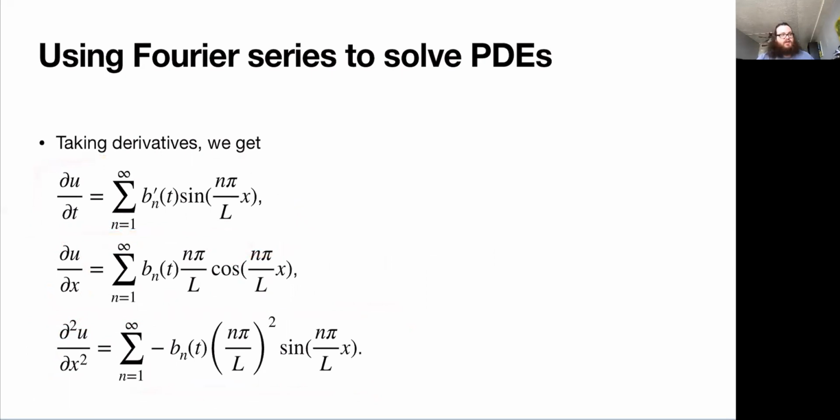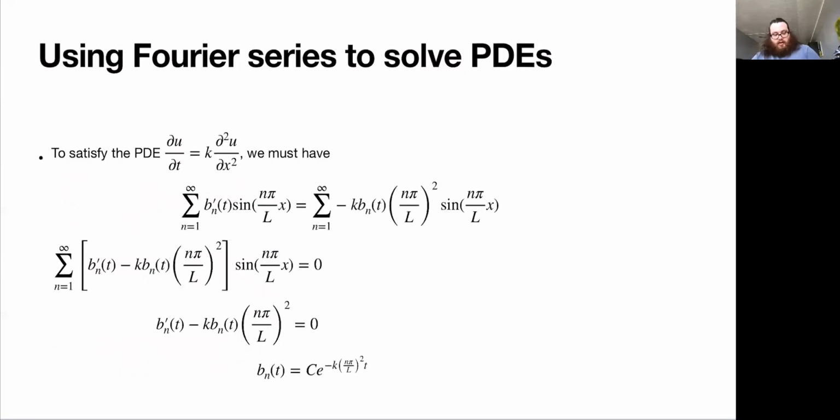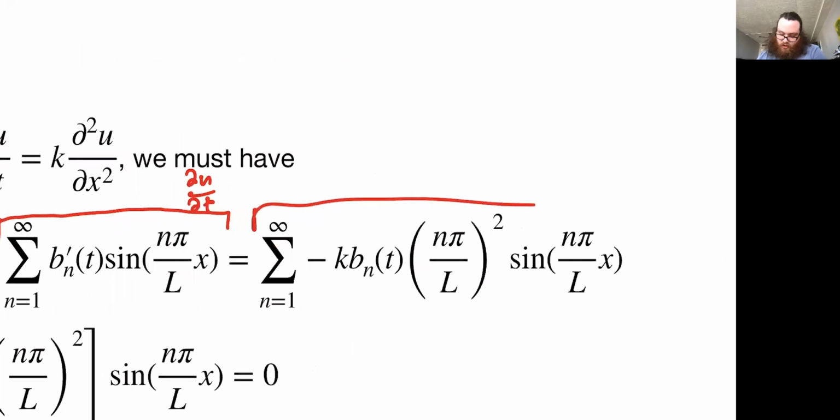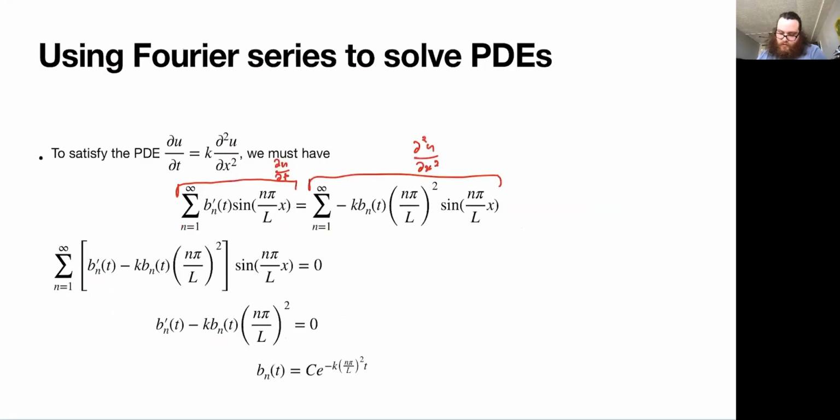And so what we're going to do is plug these pieces into the original PDE and just see what we can say about the resulting series. So to satisfy this PDE, we'll plug in the two series. This one is du dt. This one is d squared u dx squared. So plug in the series for each of these pieces, and notice here we've distributed the k to each of these terms.